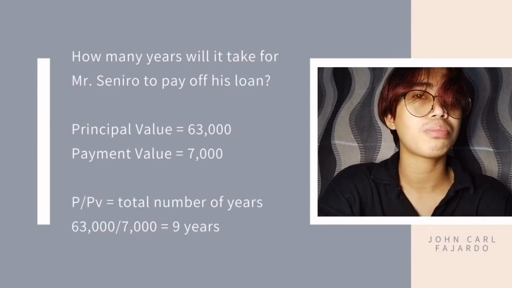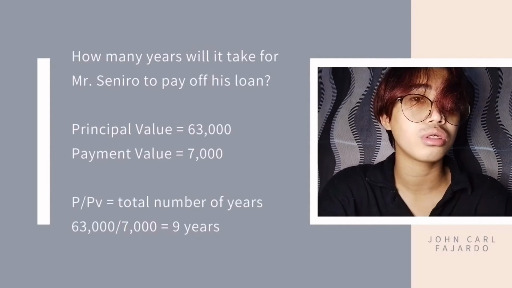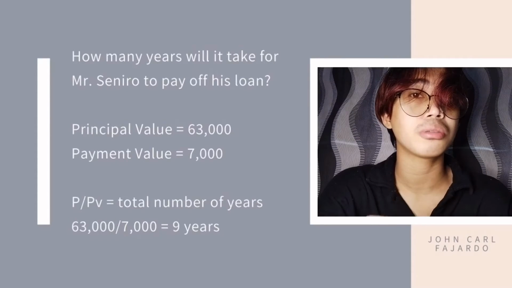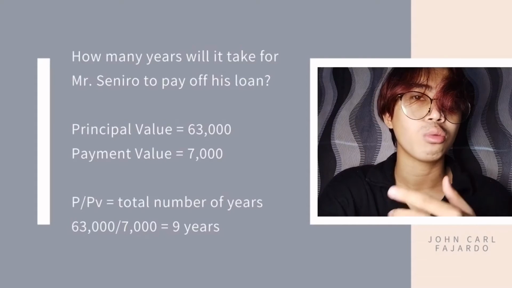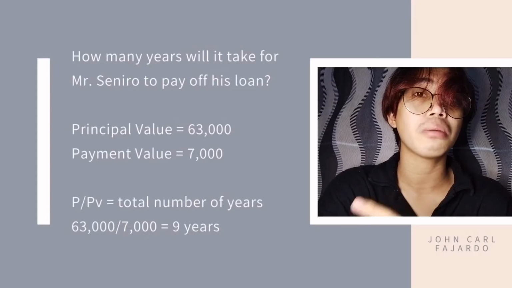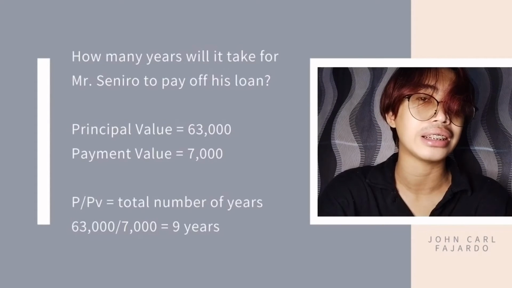First, we're going to find the years Mr. Sereno will take to pay off his loan. All we have to do is to divide the principal value by the payment value. Our principal is 63,000 pesos divided by 7,000 pesos, which is the payment value. So the answer will be 9. The total number of years Mr. Sereno will take to pay off his loan is 9 years.